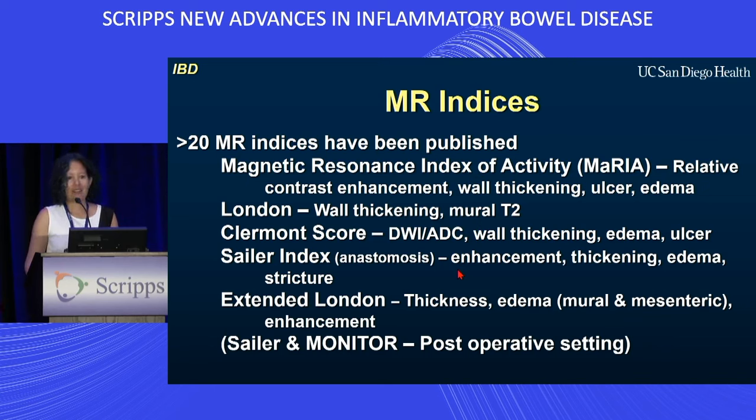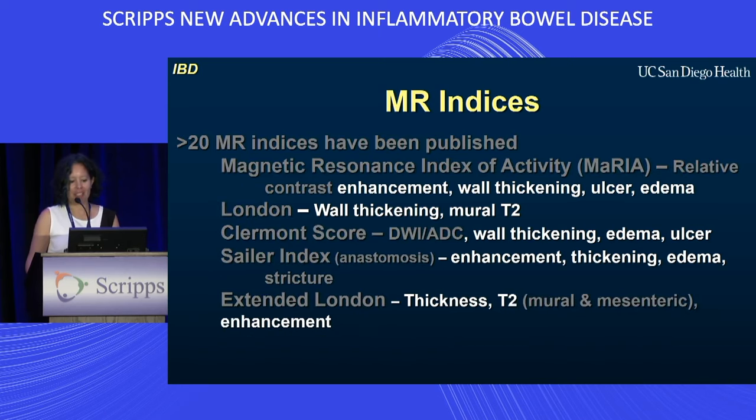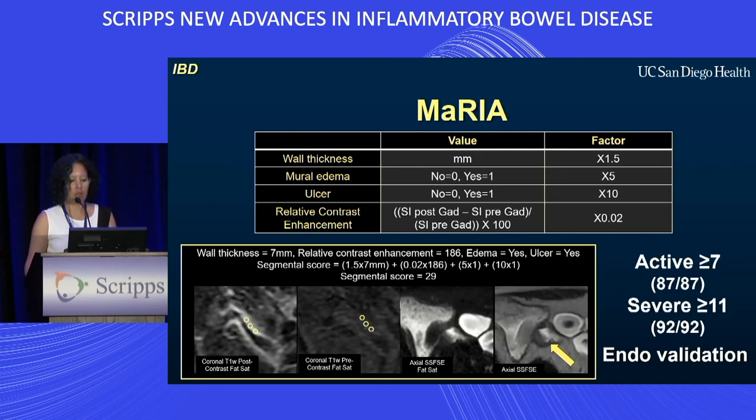But if we look at the common features for some of these indices, many of them have features that we're evaluating over and over again: wall thickening, edema within the wall, as well as the presence or absence of an ulceration. So those are the things we want to focus on, to make sure we give you guys information regarding.